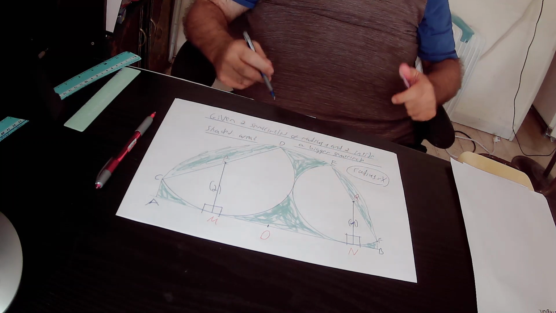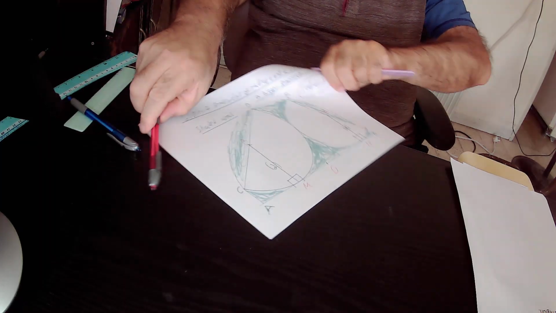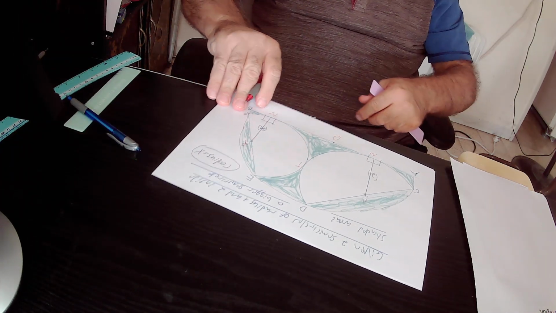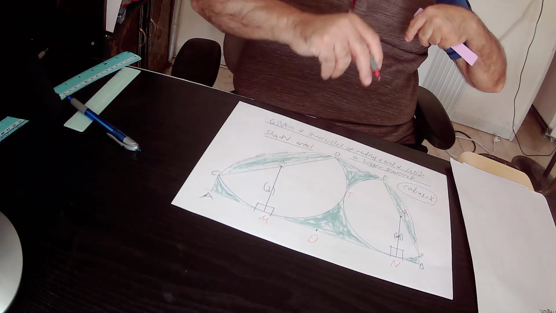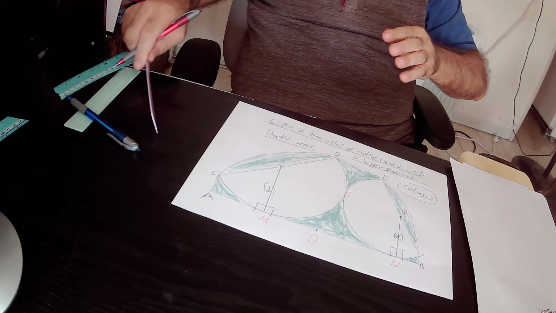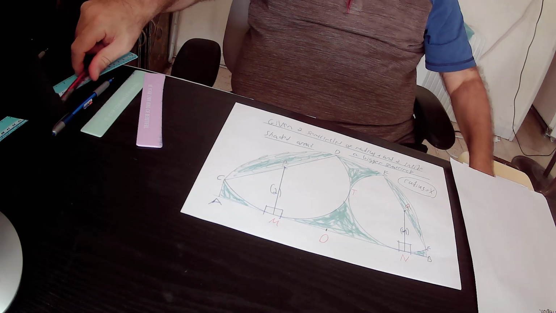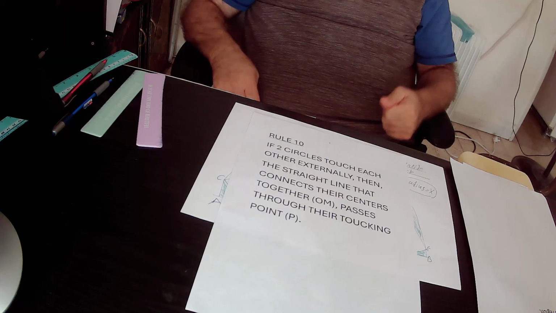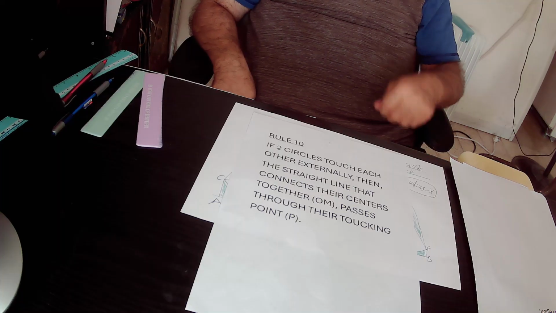We define the touching point of those two semicircles. This point is point T. So, those two semicircles touch each other externally at point T. And whenever you have two circles or semicircles touching externally, you can implement rule 10. So let me repeat quickly rule 10. According to rule 10, if two circles touch each other externally, then the straight line that connects their centers together passes through their touching point.